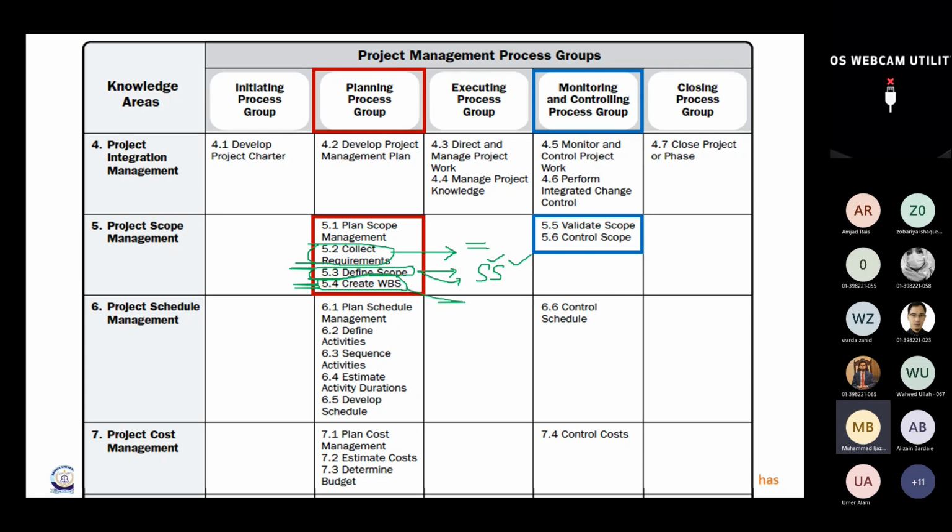Once we have the scope, we break it down using the WBS, and this gives us our scope baseline, which has three parts: the scope statement, the WBS, and the WBS dictionary.